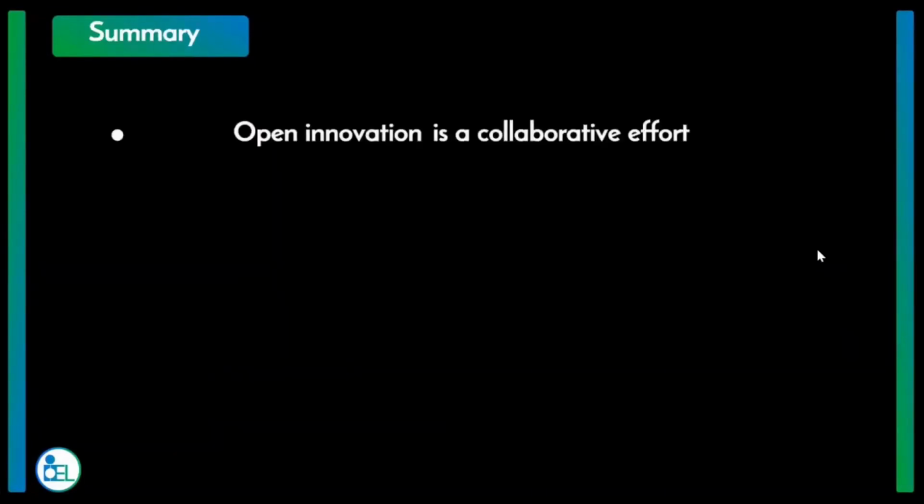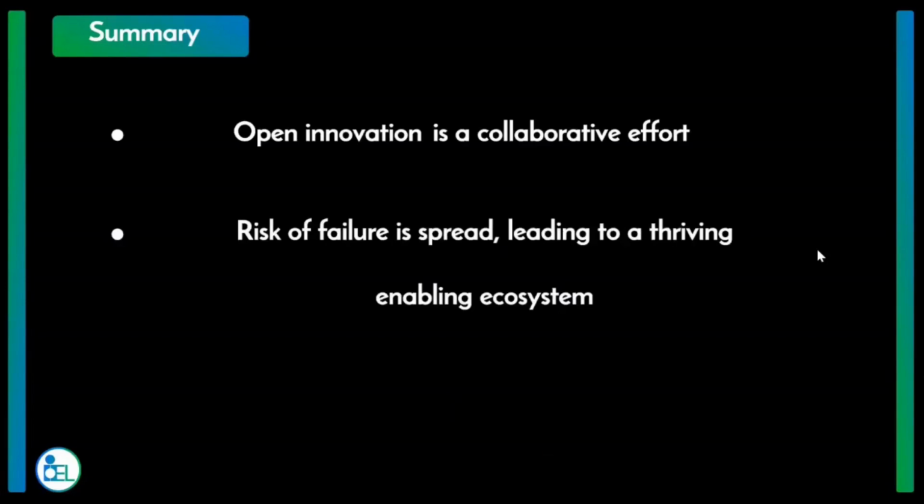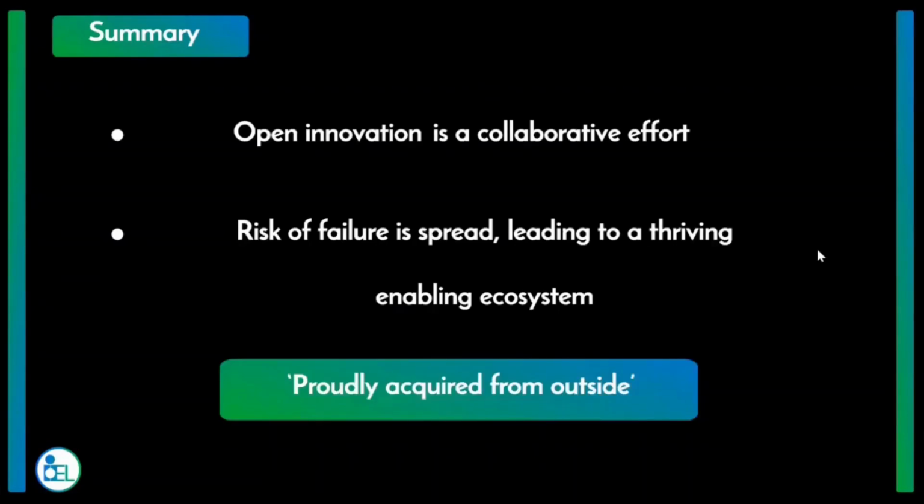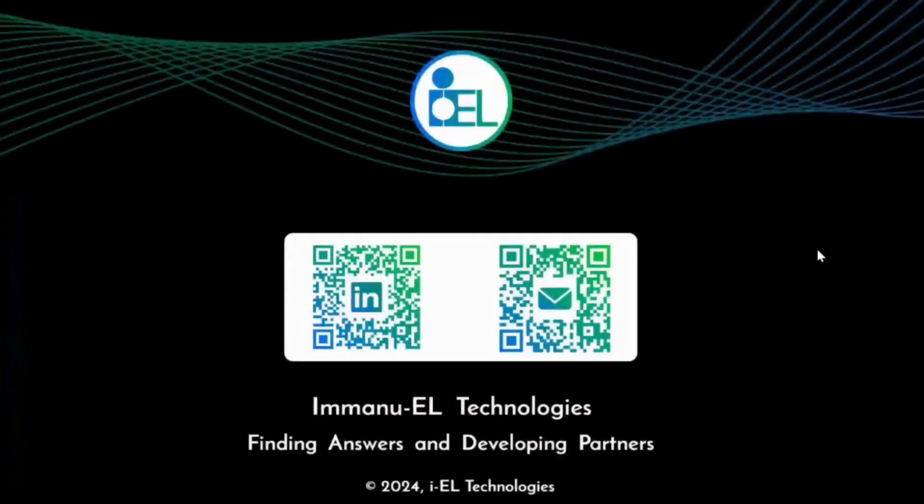In summary, we wanted to just say open innovation is a collaborative effort, right? You work with others and your risk of failure is spread, leading to a thriving enabling ecosystem. Instead of invented here syndrome, we can say proudly acquired from outside. But the final product is ours, and it provides the best in class that the customer needs and caters to the market need. Right? So that's what we end with.